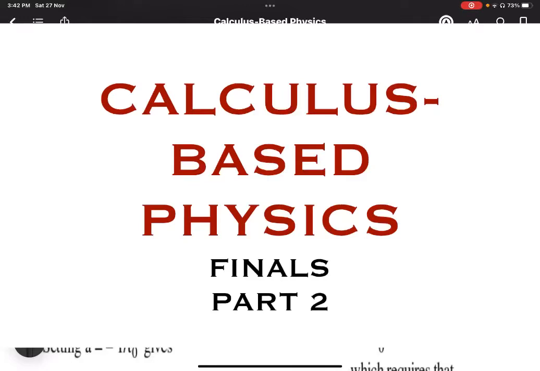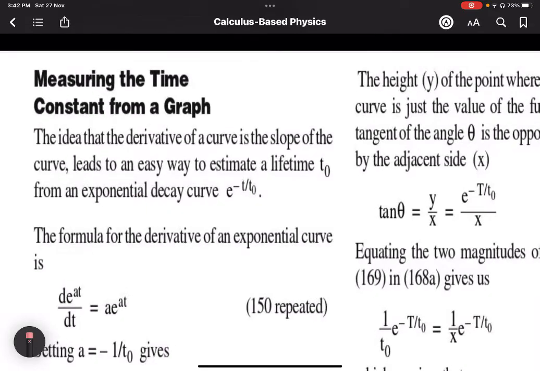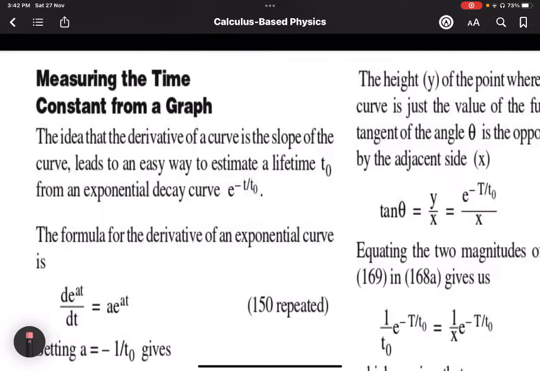Welcome back guys sa ating calculus-based physics, and we're going to discuss now the last topic. Yung part 2 ng ating final lessons, okay? Or lessons for finals. Measuring the time constant from a graph.